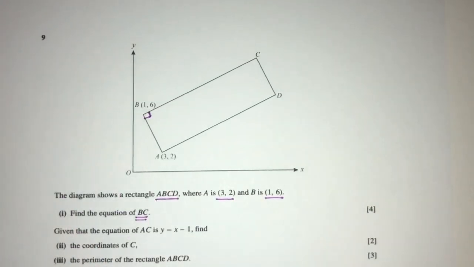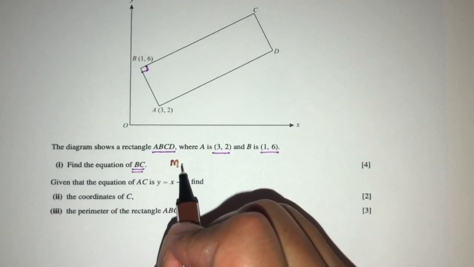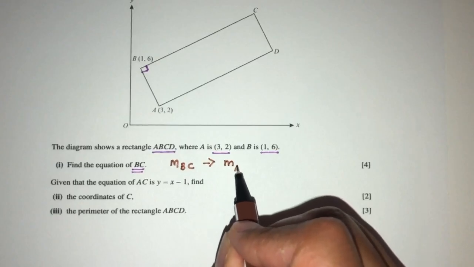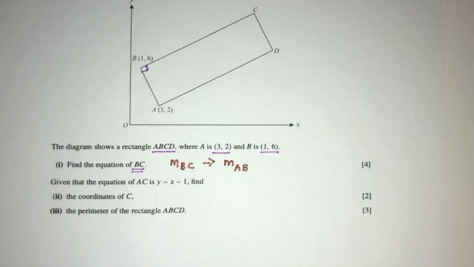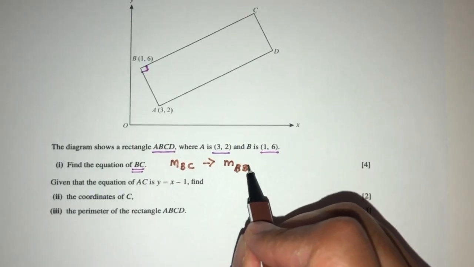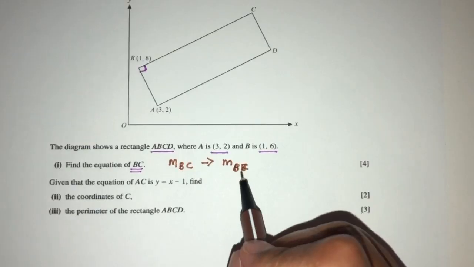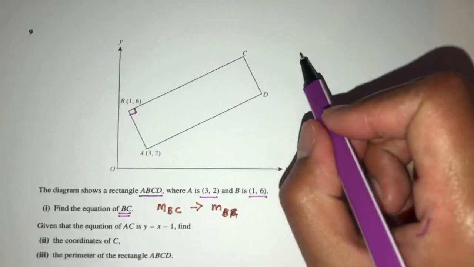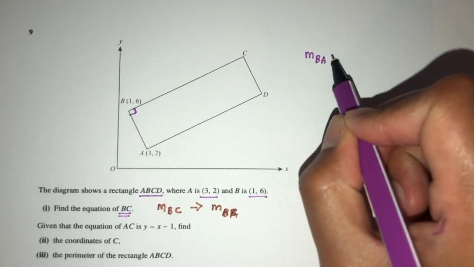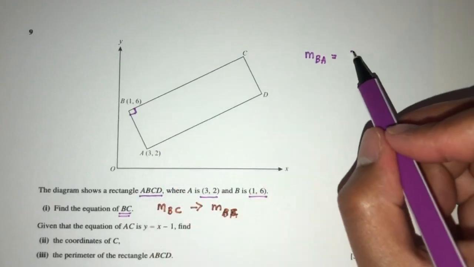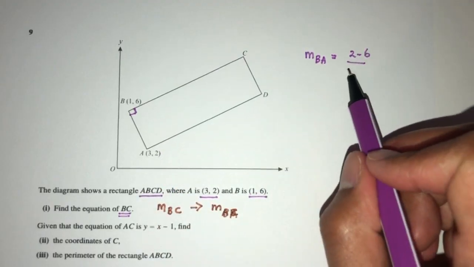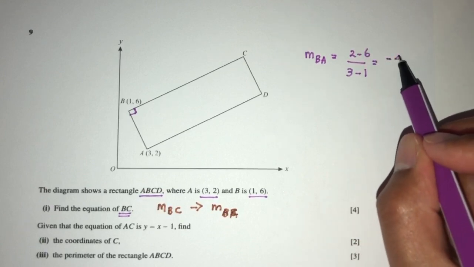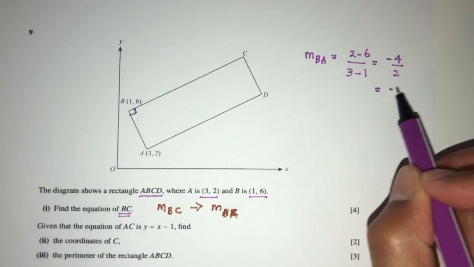Now to find the equation of a straight line, we have to first find the gradient of BC. Now we understand to find the gradient of BC, we can first find the gradient of AB, because it is just much easier. Or BA, same thing. So let's do BA. Why not? So how would you find the gradient of BA? So y2 minus y1, so 2 minus 6 over 3 minus 1. That should be minus 4 over 2. That should be minus 2.